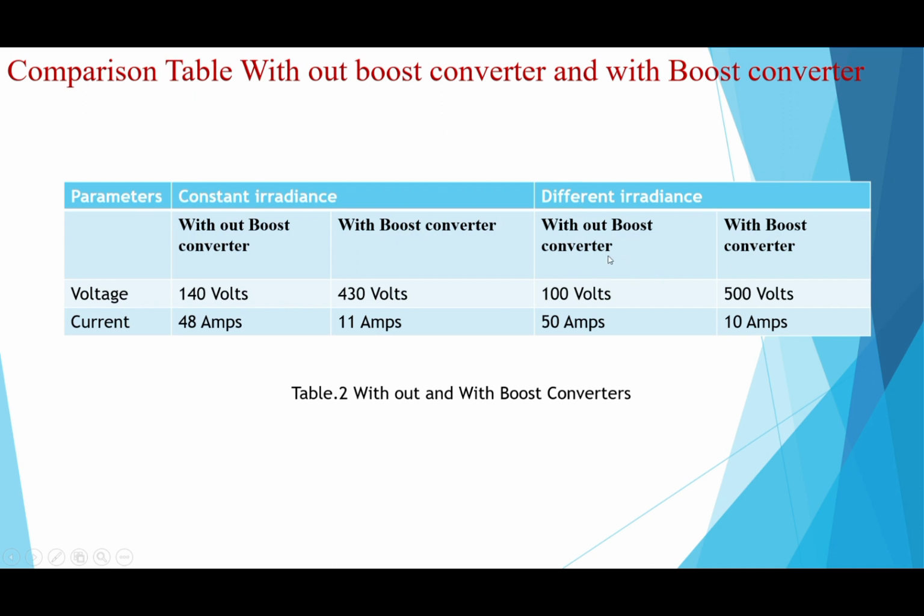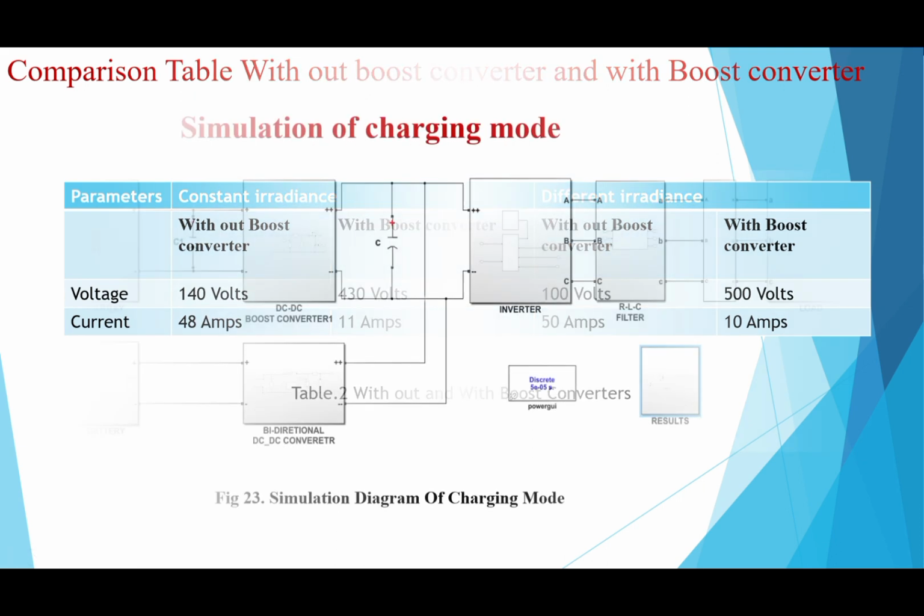In different irradiance, without boost converter and with boost converter, the voltage decreases without the boost converter, and with the boost converter it increases. Vice versa, the current decreases with the boost converter, and without the boost converter the current increases.